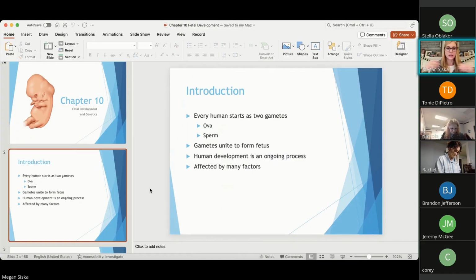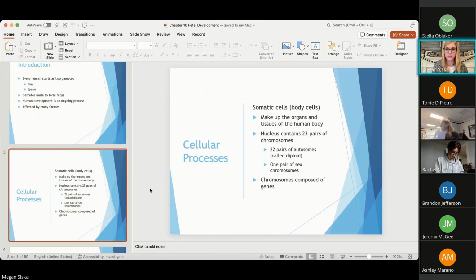Human development, as we all know, is an ongoing process. I'm going to walk you through how that process starts and what it looks like as we go through the different weeks of pregnancy. When we talk about pregnancy, we talk down to the weeks, down to the day, because so much happens day after day, as these cells are rapidly changing and growing. Then we'll talk about all of the different things that can happen during that development process.